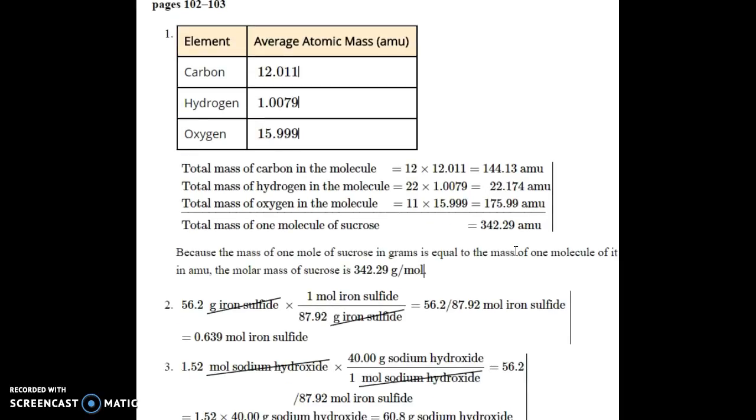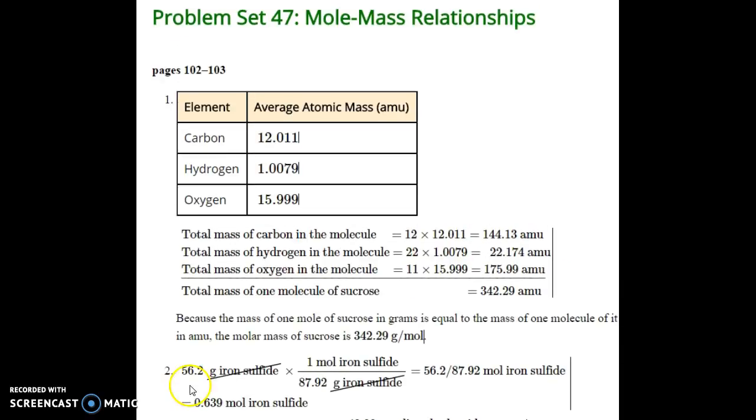Question 2. We are converting grams into moles. So we start out with grams of iron sulfide. Our unit on the bottom of the second fraction is grams of iron sulfide. 1 mole goes on the top because 1 mole of iron sulfide equals 87.92 grams of iron sulfide. Put it in your calculator. You should get about 0.64 moles of iron sulfide.